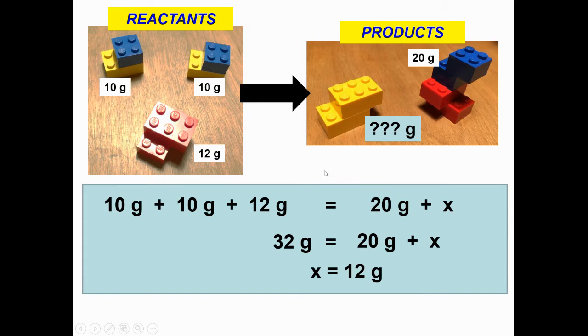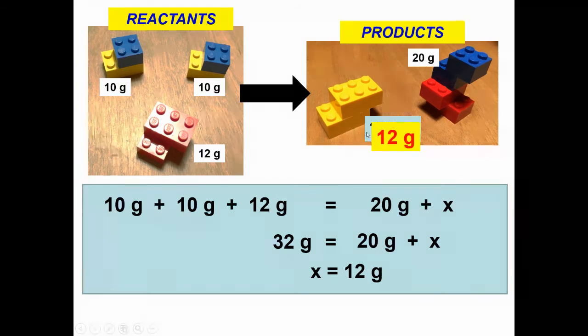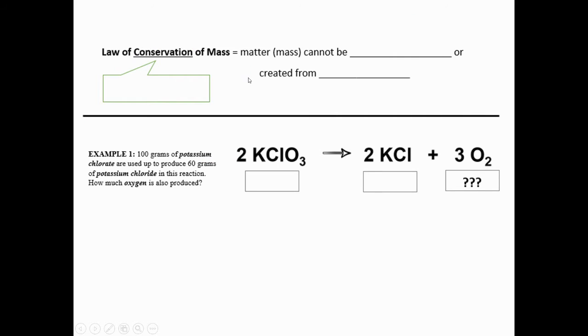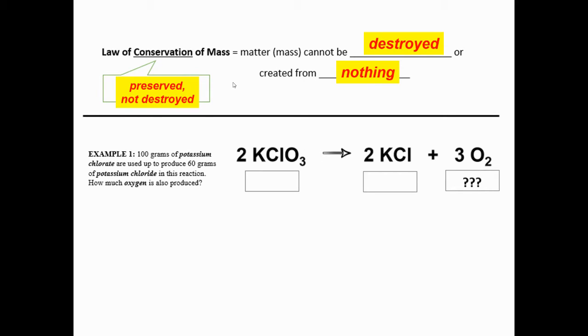Okay, what you just did is you solved your first conservation of mass or conservation of matter problem. So there must be 12 grams of this because the total mass that we start with has to equal the total mass that we end up with. The law of conservation of mass, or of matter, says that matter cannot be destroyed and it cannot be created from nothing. The conservation means to preserve something or to not destroy it. Okay, so you can't destroy mass, you can't create it from nothing, so the mass at the beginning of a chemical reaction equals the mass at the end of a chemical reaction.